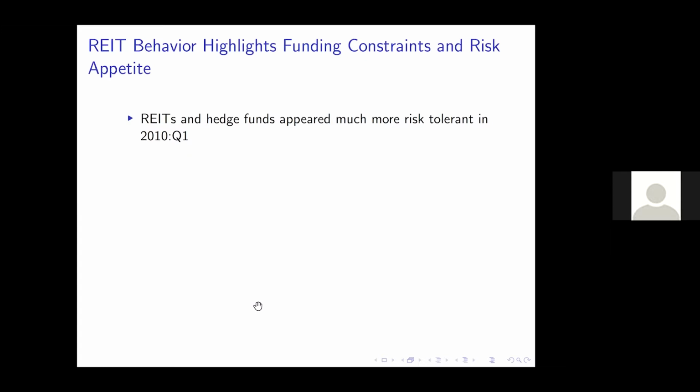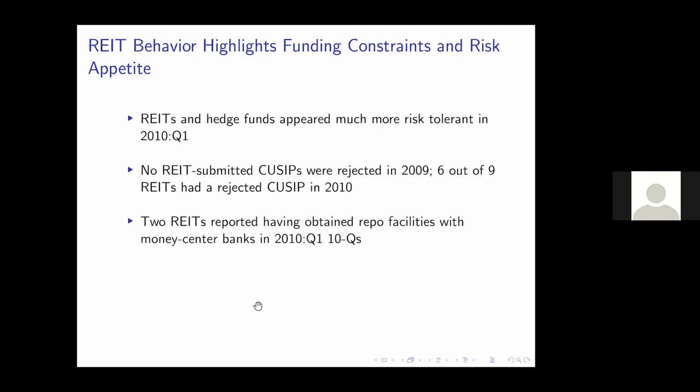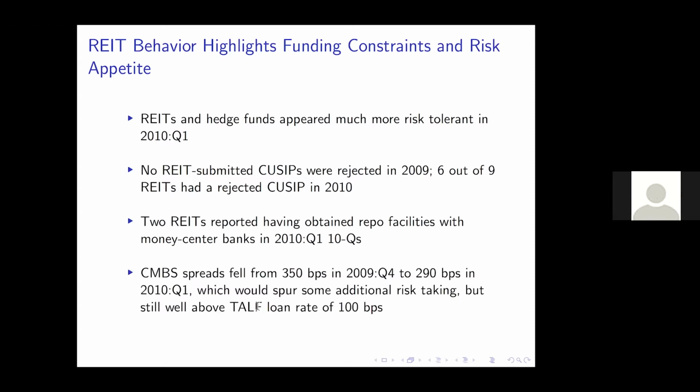Then the question is, who takes more risk? Late in the program, REITs and hedge funds regained access to funding and they started to take more risk. REITs weren't rejected in 2009 and then got a bunch of rejections in 2010. Coincidentally, this is also when they suddenly have funding from repo facilities and the like again. Moreover, the spreads had fallen for CMBS, but they were still high. So you still could make quite a bit of money, and apparently that was enough. So we got the riskier loans over time.